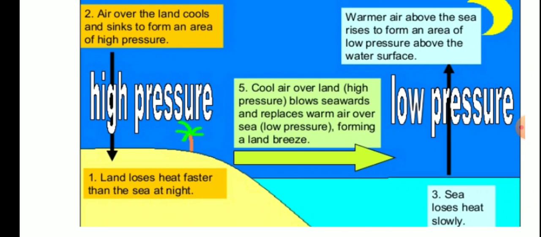Because of the high temperature, there will be warmer air, it will rise, and now the places change. In the daytime, the place above the sea was high pressure and the place above the land was low pressure, but now it gets opposite. The place above the sea is now low pressure and the place above the land is high pressure. This time the cool air from over the land blows seawards and replaces warm air over the sea, forming land breeze. I hope it is clear to you, the difference between sea breeze and land breeze. Clear students?